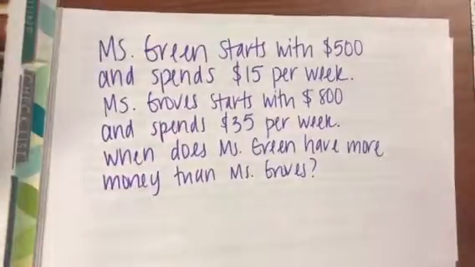Miss Green starts with $500 and spends $15 per week. Miss Groves starts with $800 and spends $35 per week. When does Miss Green have more money than Miss Groves?